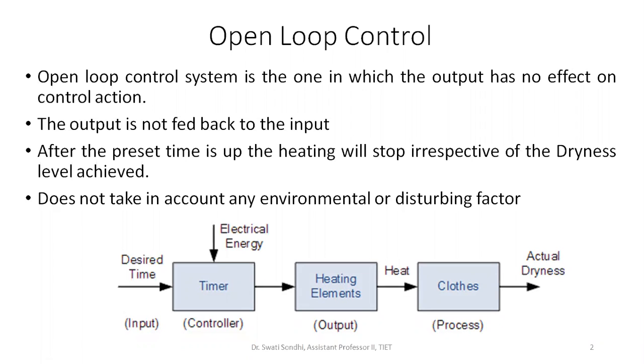So your heating element actually doesn't need to produce that much heat. But if your ambient temperature is very low, or there is humidity or moisture in the air, then the heating element will need to produce more heat to dry the same amount of clothes. But in this case, the controller, which here is our timer, cannot understand these things because we are not taking any feedback.